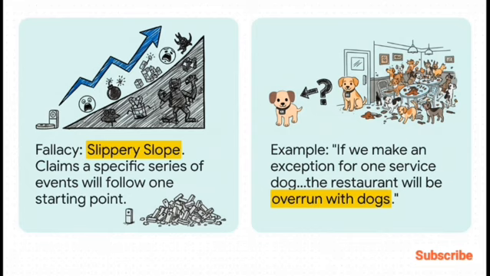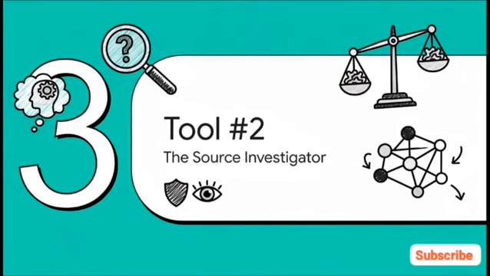And we're back to the slippery slope. This one preys on our fear of the unknown. It argues that one small, perfectly reasonable action is going to magically lead to a total catastrophe, but it never offers any proof for how we get from A to Z. So the key here is to always ask, okay, where's the evidence that this chain reaction is actually going to happen? Okay, tool number 1 is in the bag.